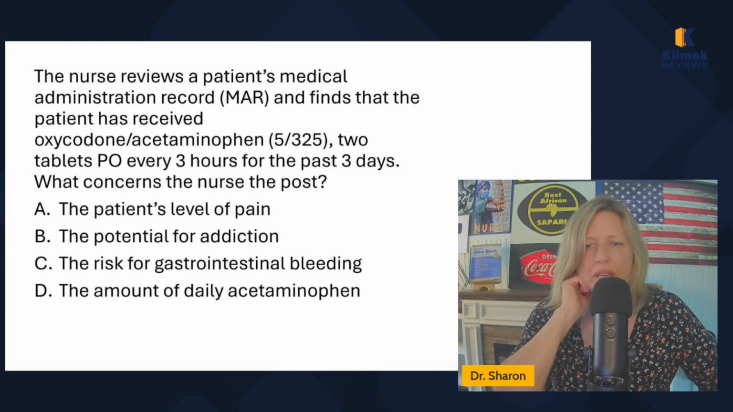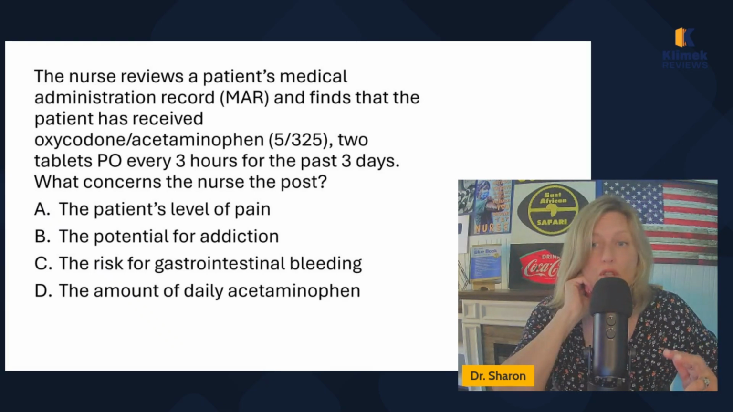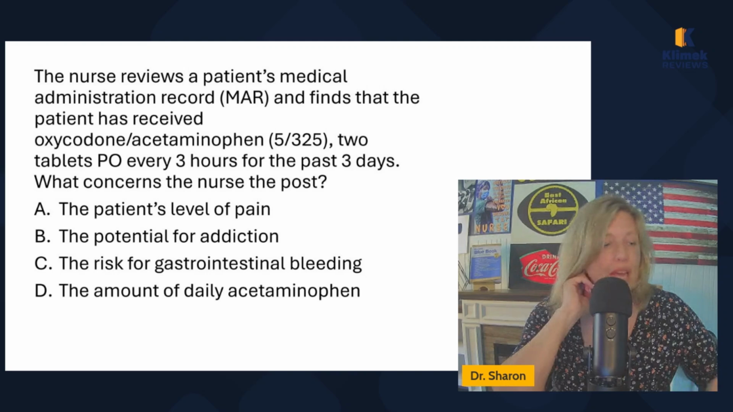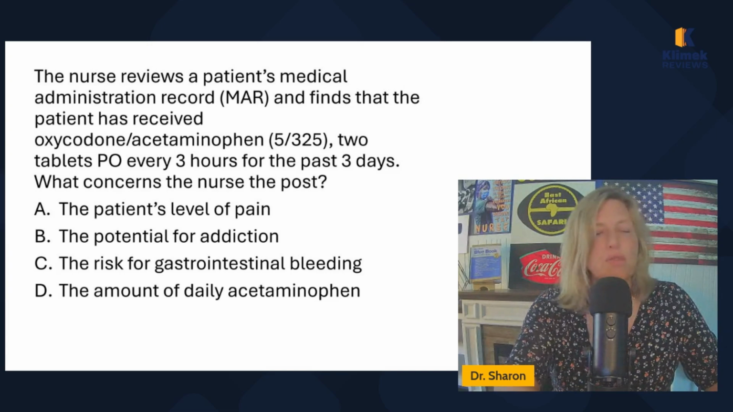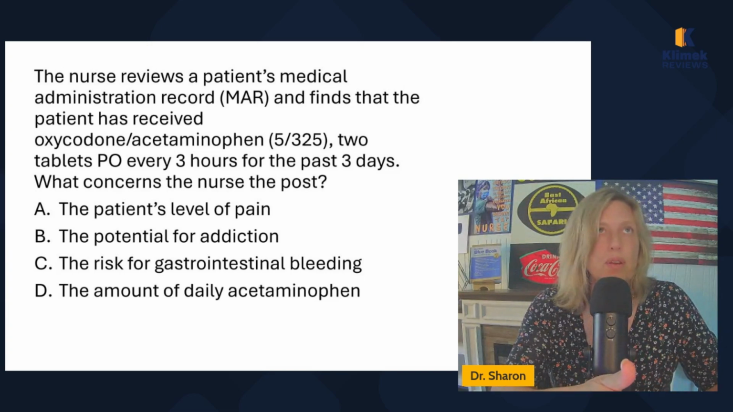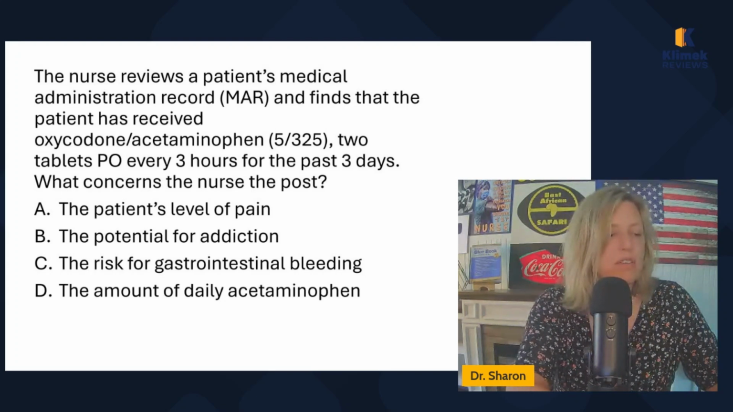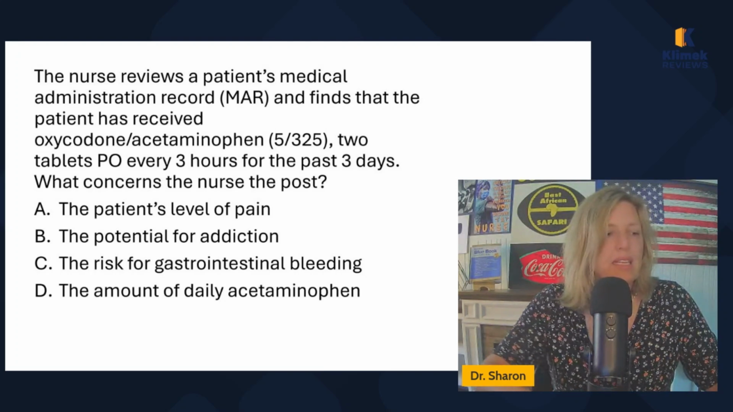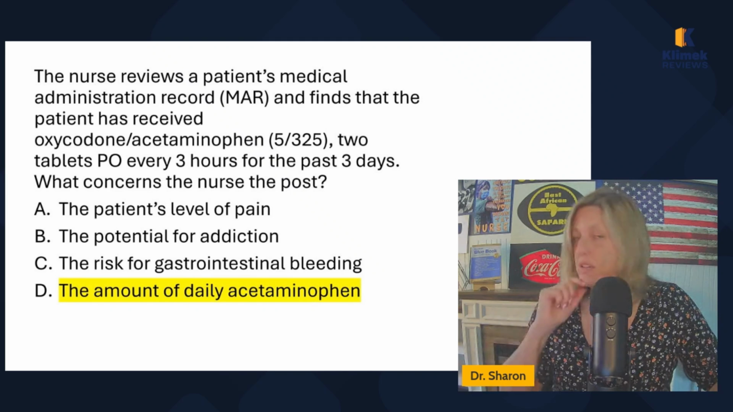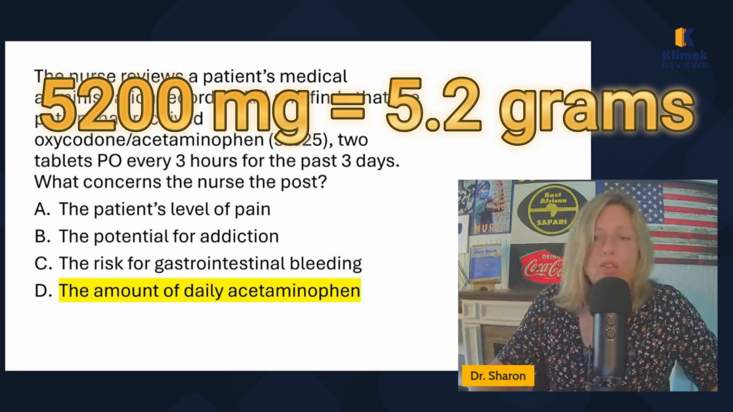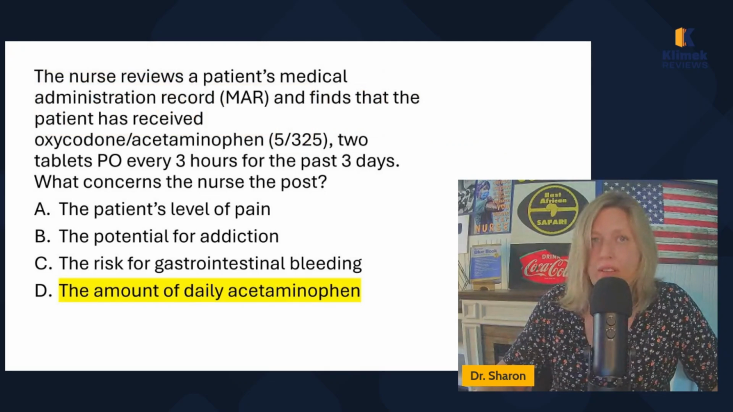The amount of daily acetaminophen. All right, the amount of daily acetaminophen is no more than 4 grams. So if they're taking 2 tablets, they're taking 650 every 3 hours. Y'all, I can't do this math in my head. So 650 milligrams every 3 hours. There are 24 hours in a day and they're taking it every 3 hours, so they're taking 8 doses a day. So 650 times 8 is 5,200 milligrams of acetaminophen. Y'all, that is a very high dose. They're not supposed to take more than 4 grams. So I'm very concerned about the amount of daily acetaminophen.